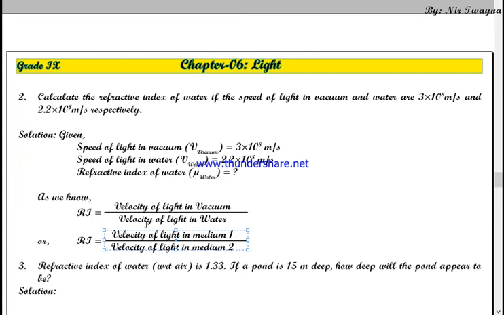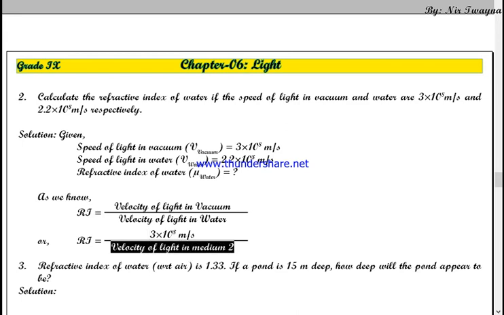Okay, now what is the value of velocity of light in medium 1? That means in vacuum it is 3 into 10 to the power 8 meter per second. Yes, and what is the value of velocity of light in medium 2? That means water. It is 2.2 into 10 to the power 8 meter per second.